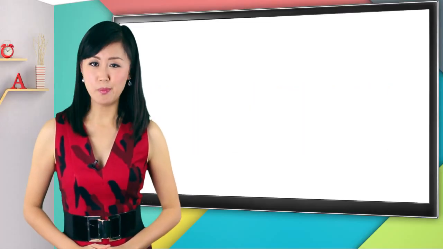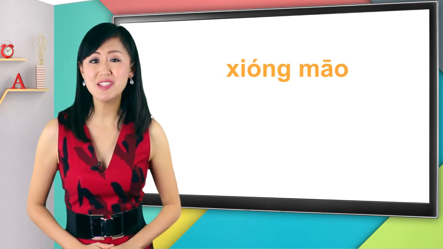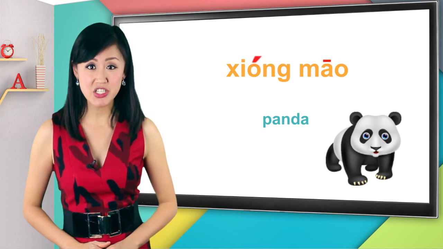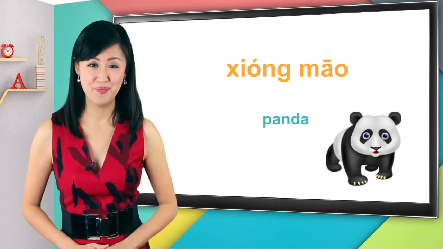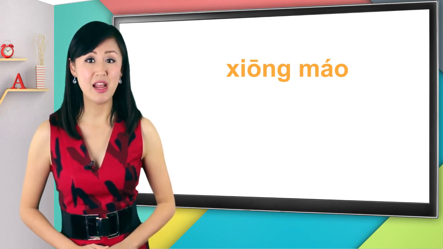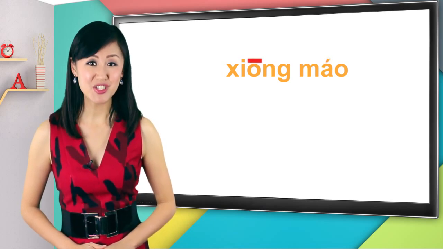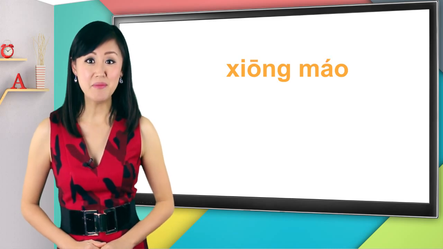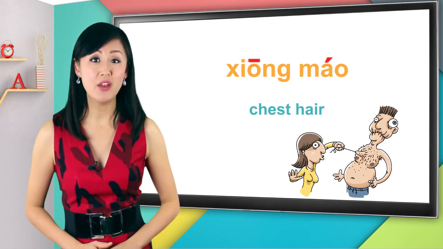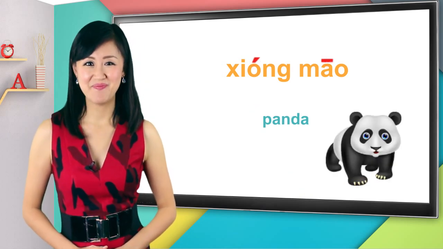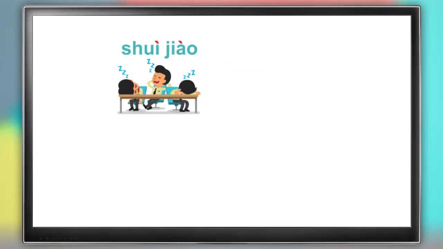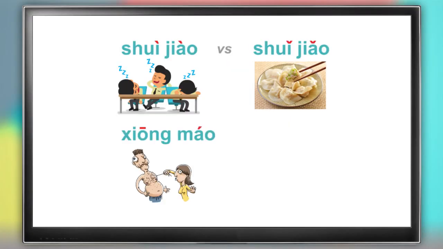Here's another funny example. This is the word for China's cutest animal, the panda. It's pronounced 熊猫 with a second or rising tone and a first or high tone. Now look at this word. Same pinyin, different tones. It's pronounced 胸毛 with the first tone followed by a second tone. It means chest hair. So don't tell people that you love chest hairs when what you meant to say is that you love pandas.